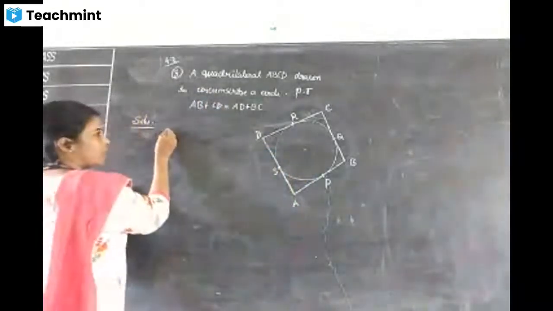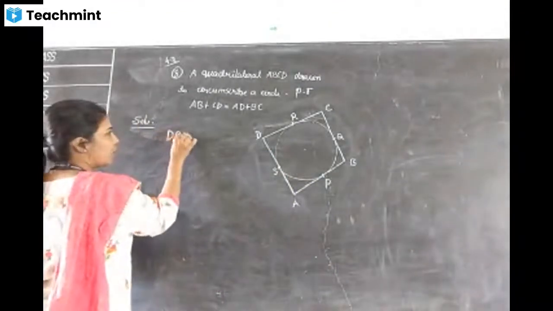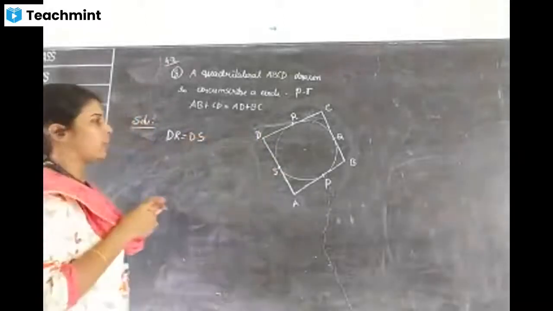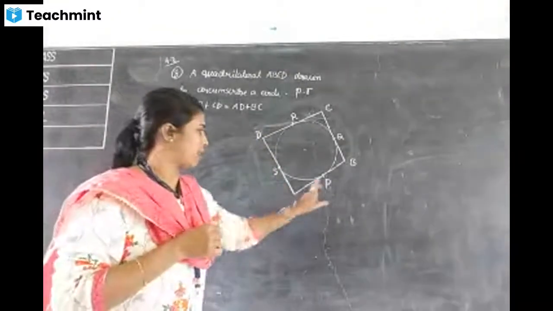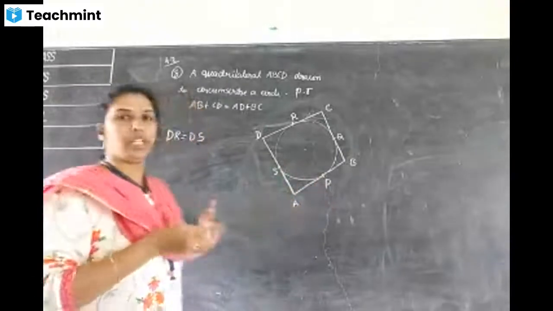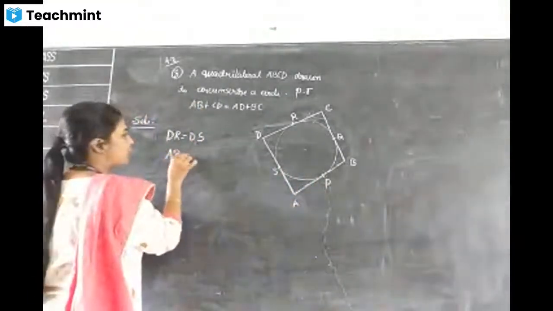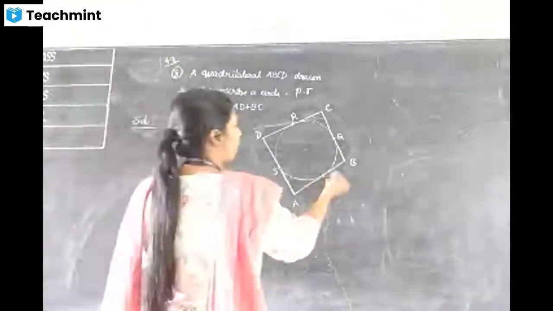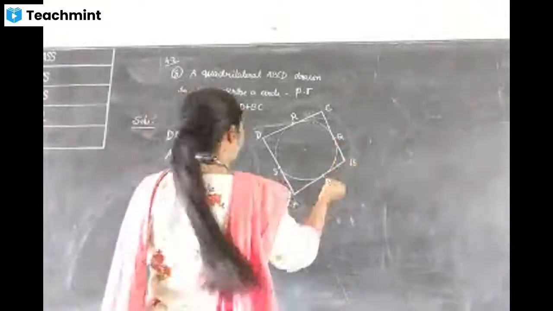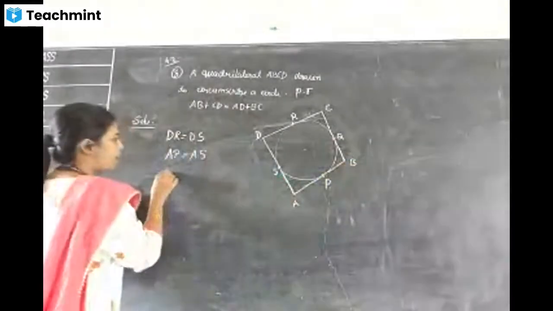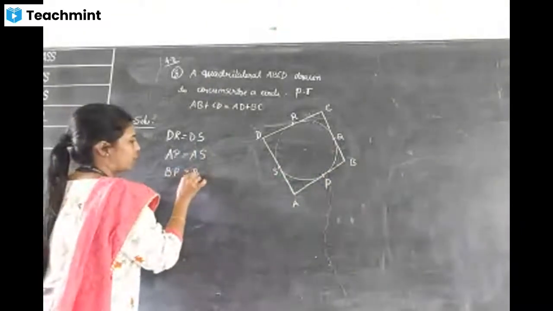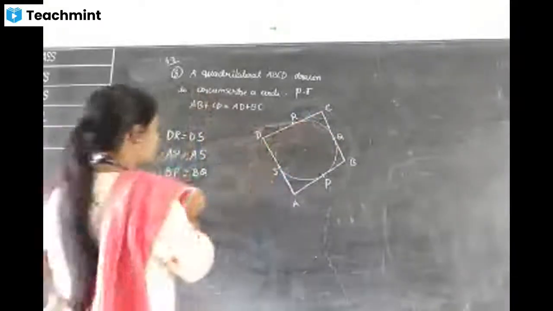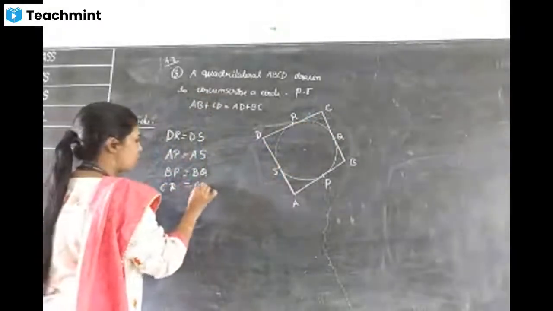I'll write first, DR is equal to DS, as these are the tangents. Then AS equal to AP. So AP is equal to AS. Okay. Next, BP and BQ. So BP is equal to BQ. CQ and CR. CR is equal to CQ.